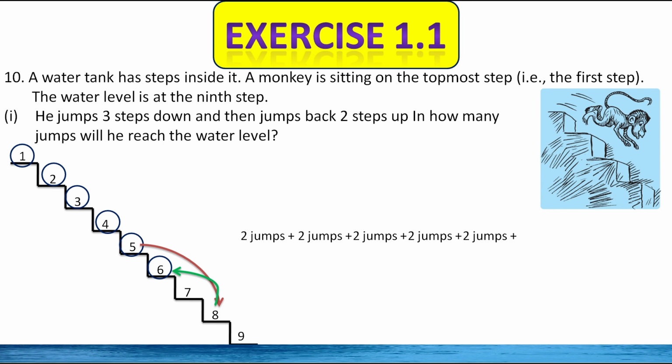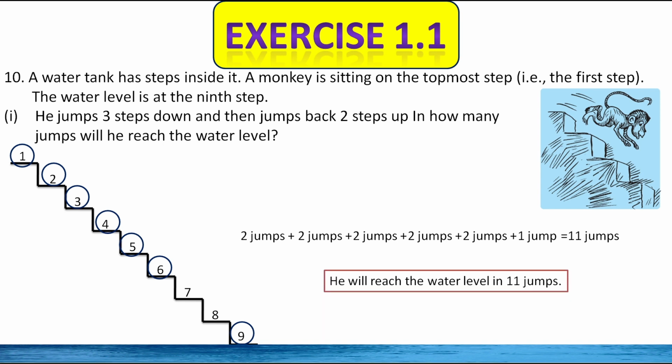Okay, now from the 6th, he jumps to the 9th step and it is the water level. There is water level, so he won't come back again. So he jumped only 1 time. So altogether he jumped 11 times. Okay, so he did 11 jumps to reach the water level. Okay, it's very easy, you just have to concentrate and study.